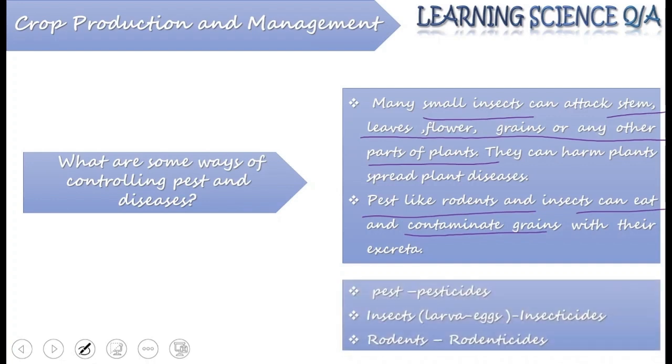Just a point to note, chemicals which are used to kill pests are known as pesticides. Insects, their larvae and their eggs are killed with the help of insecticides. Rodents like rats are killed with the help of rodenticide. And weeds are killed with the help of weedicides. So they are all components of crop protection.